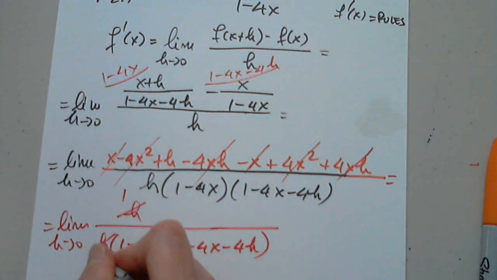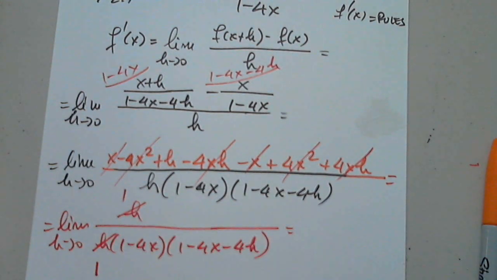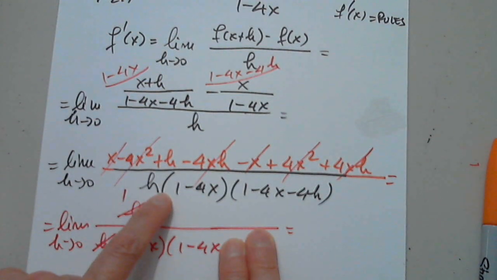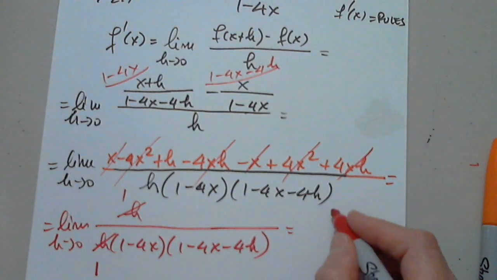Now you show that you simplify these two, and now you can already apply the limit operator. This is the only term that goes away when h approaches 0. So the answer is 1 over 1 minus 4x squared.